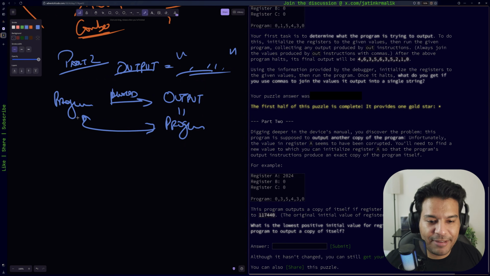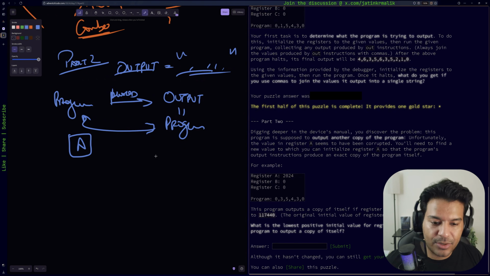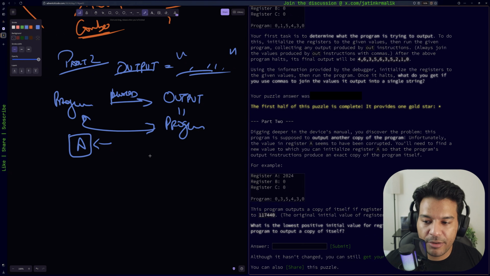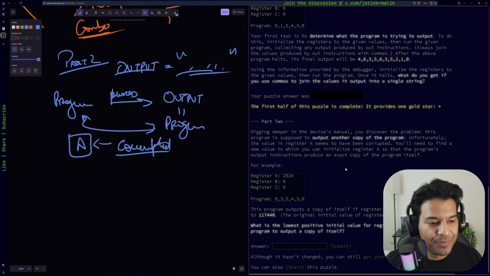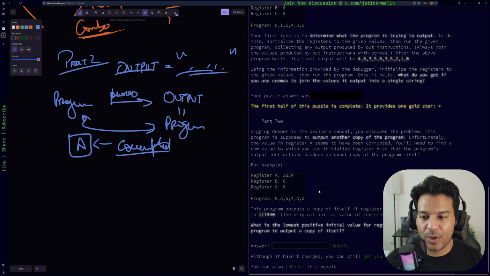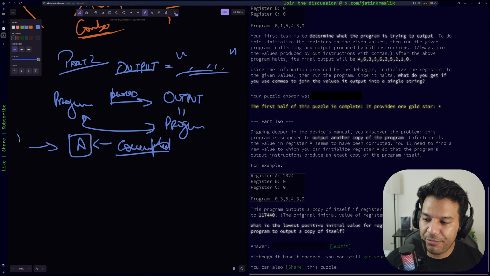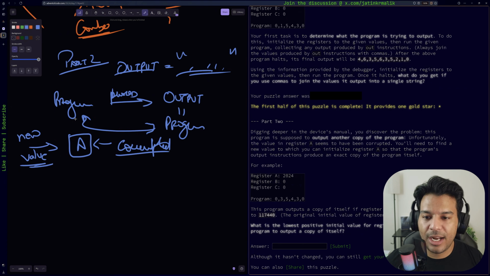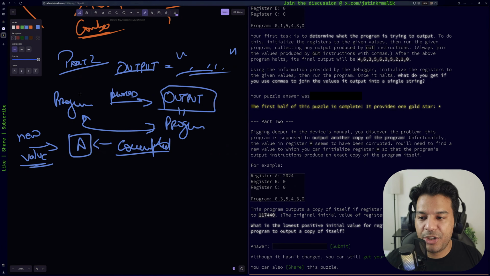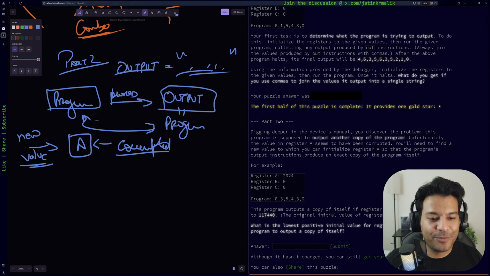And it seems like the value in register A is corrupted. So in our input, we are given a value of A and it's saying that value is not correct. It is corrupted, which is why our output is now different than the program. You will need to find a new value to which you can initialize register A so that the program's output instruction produces an exact copy of the program itself. So the idea is we want to find a new value of register A so that when we get an output, it should be directly equal to our program that was given there.